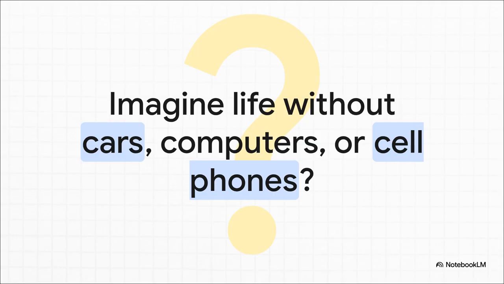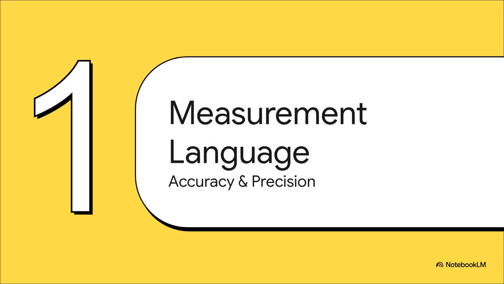I mean, seriously, can you? It's almost impossible, right? Technology is just woven into every single part of our lives. And it's the exact same for science. Technology has been the engine behind this massive explosion of biological knowledge. So how did we go from just observing nature to actually being able to change it? Well, it all started with the most basic tool of all. You see, before we can even begin to understand the world, we have to be able to measure it.